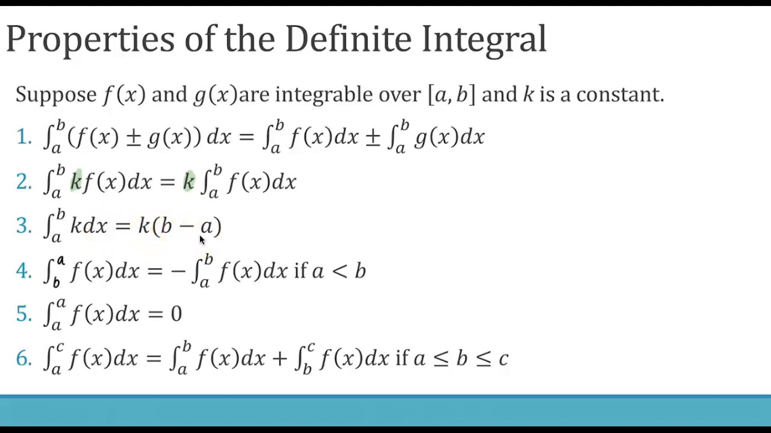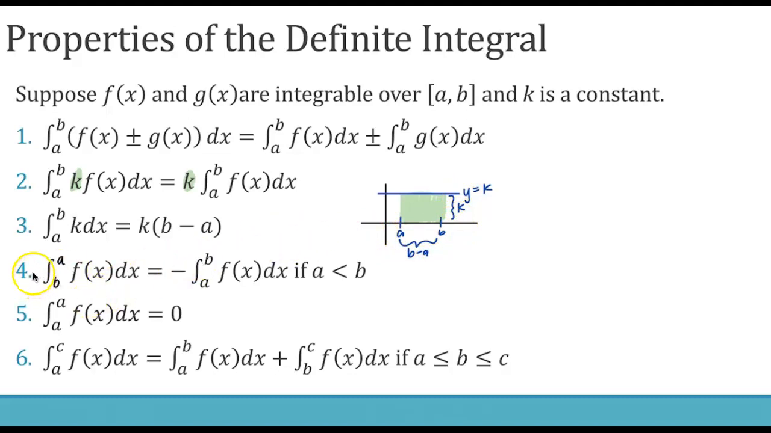This isn't really a property I encourage memorizing because if we graph it, it's very intuitive. The function y equals k is just a horizontal line. And if we're integrating over a to b, then what we're doing is we're finding the area of a rectangle with a base from a to b. Well, that distance is found by doing b minus a. So the width of the rectangle is b minus a, and the height of the rectangle is just k. So we're just multiplying base times height.